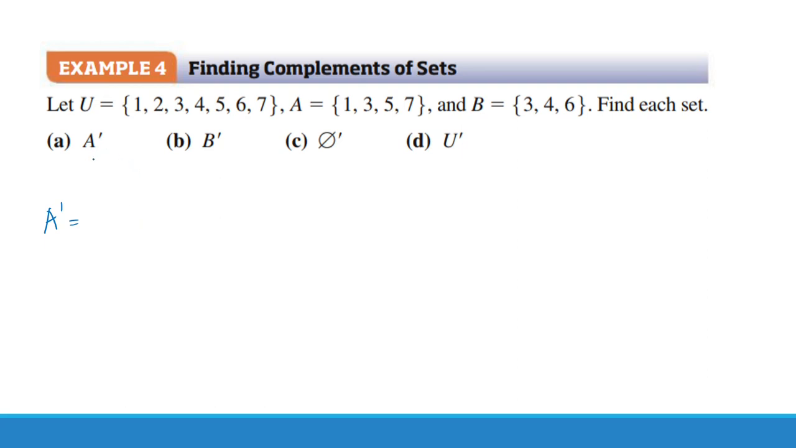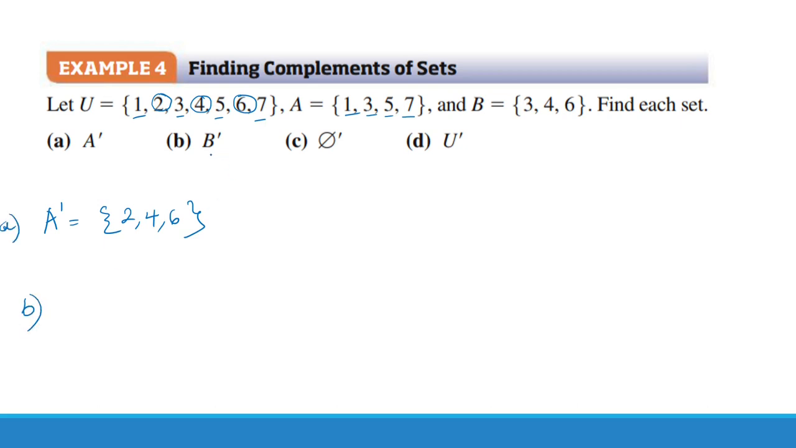Now remember, A prime is everything in our universe except in A. So I'll look at our numbers 1, 3, 5, and 7. These are all the numbers in A. So A prime would be things in the universe that's not in A, and that's 2, 4, and 6. Everything that is not in A is 2, 4, and 6. So A prime is 2, 4, and 6.